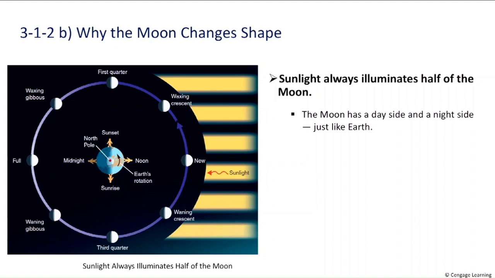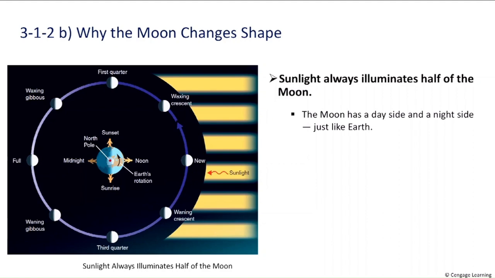Now notice how only half of the moon is ever lit up by the sun, no matter where the moon is in its orbit. Now let me ask you, if the sunlight always hits one half of the moon, why do we see it change shape? As the moon orbits Earth, the angle between the sun, moon and Earth changes. So we are just seeing different portions of the sunlit half from our viewpoint on Earth.